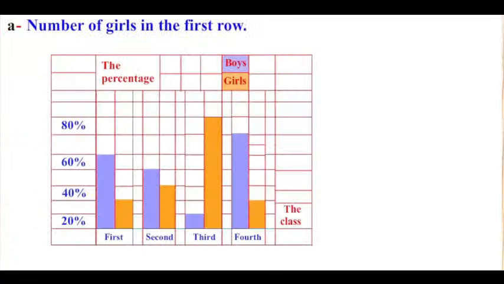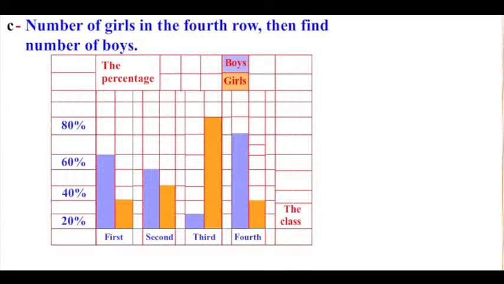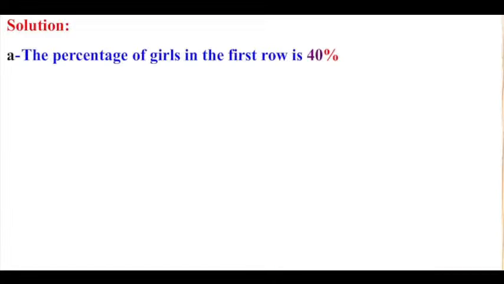Find A. Number of girls in the first row. B. Number of boys in the third row. C. Number of girls in the fourth row, then find the number of boys. Solution. A. The percentage of girls in the first row is 40%.